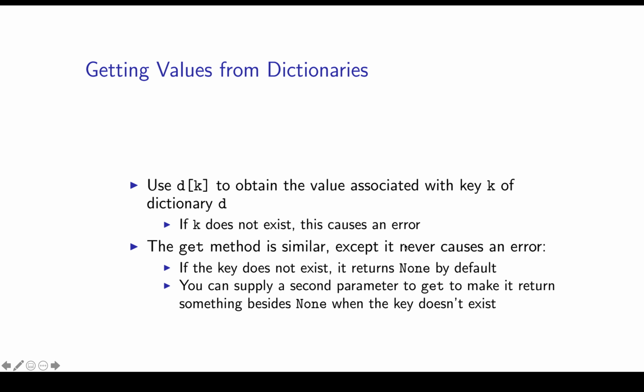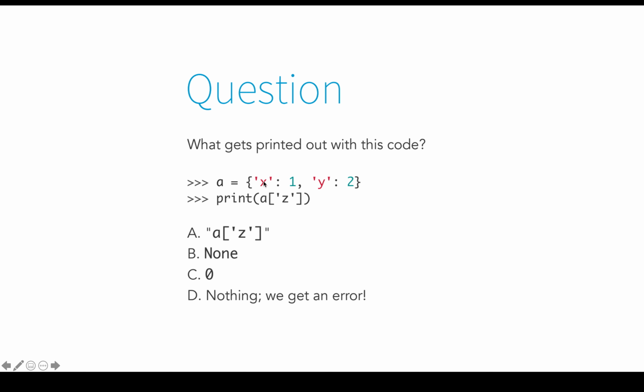It returns a value, except it never causes an error. It'll return None if the key does not exist, None by default. You can supply a second parameter to the get method to make it return something besides None when the key doesn't exist. And we'll see an example of that over there.